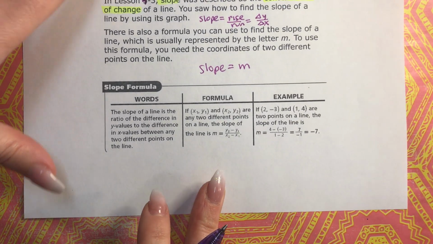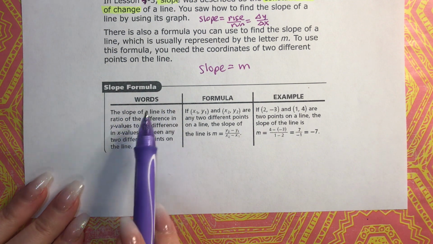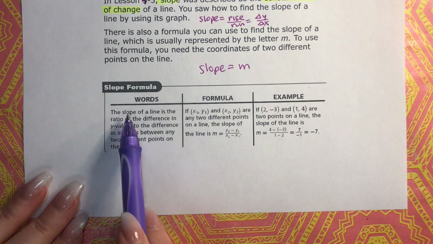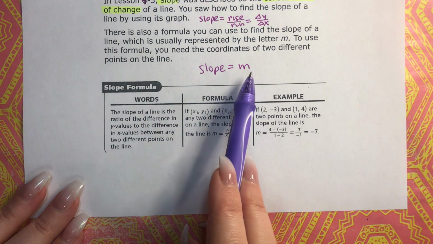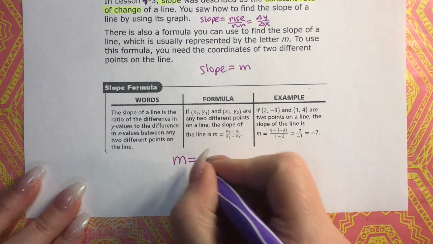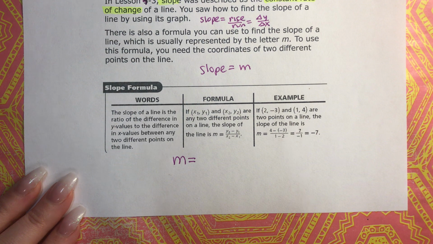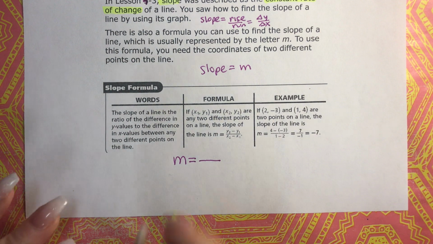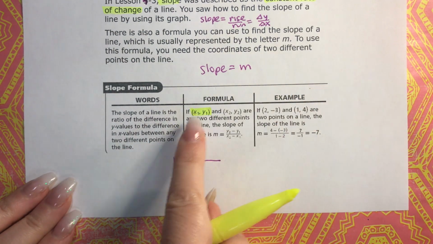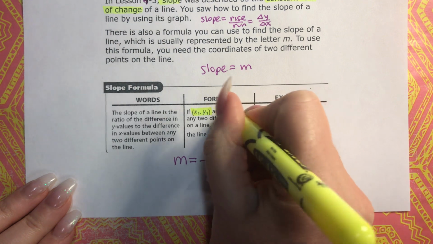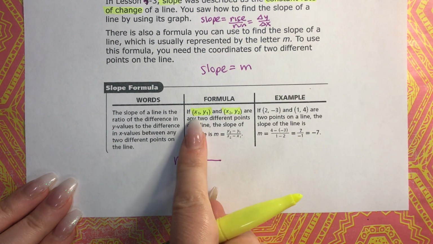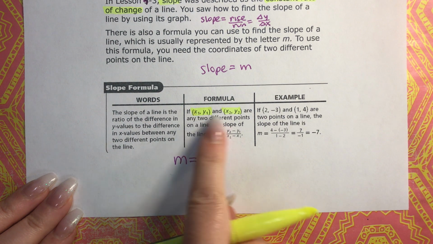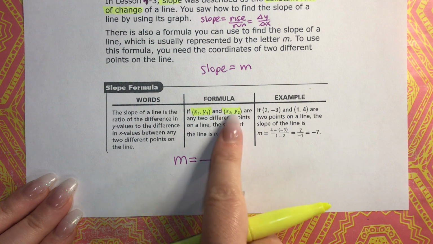Okay, now this is really super little, but hopefully you can read it. So the slope formula, in words: the slope of a line is the ratio. We're going to use m. So m is the ratio, so it means we're going to be dealing with a fraction of the difference in the y values. So we really need 2 points. Our points are going to be x1 and y1, and then x2 and y2. We just use these as subscripts, to say this is the first point, and these little 2's say this is the second point.